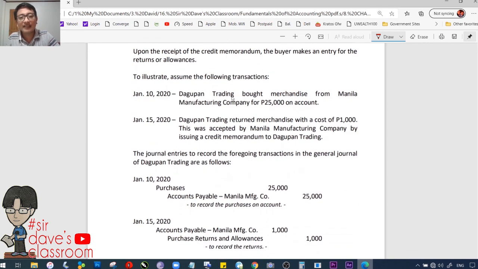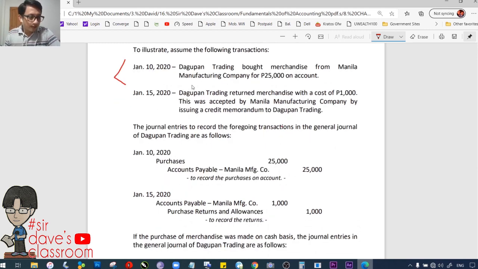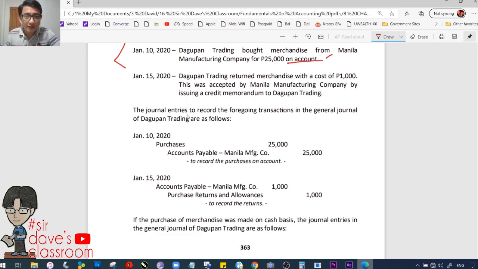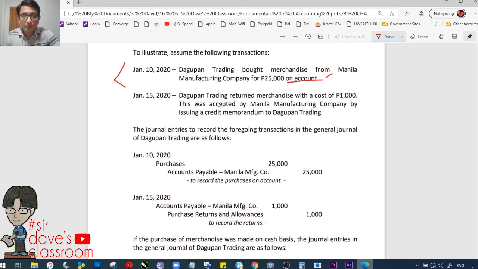Here we have an illustration. Okay? To illustrate, assume the following transactions. January 10, 2020, Dagupan Trading bought merchandise from Manila Manufacturing Company for 25,000 on account. January 15, 2020, Dagupan Trading returned merchandise with the cost of 1,000. This was accepted by Manila Manufacturing Company by issuing a credit memo to Dagupan Trading. The journal entries to record the foregoing transactions in the General Journal of Dagupan Trading are as follows.